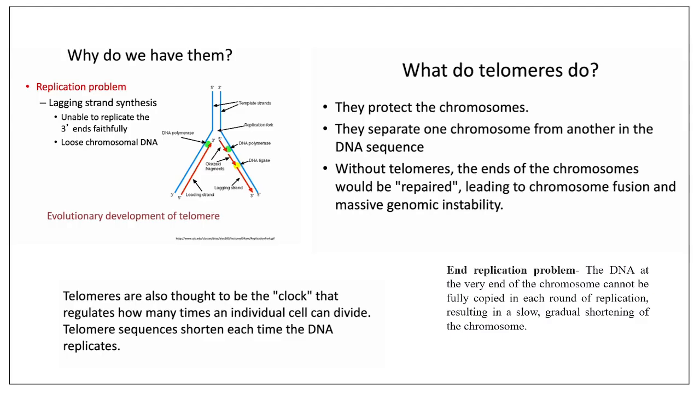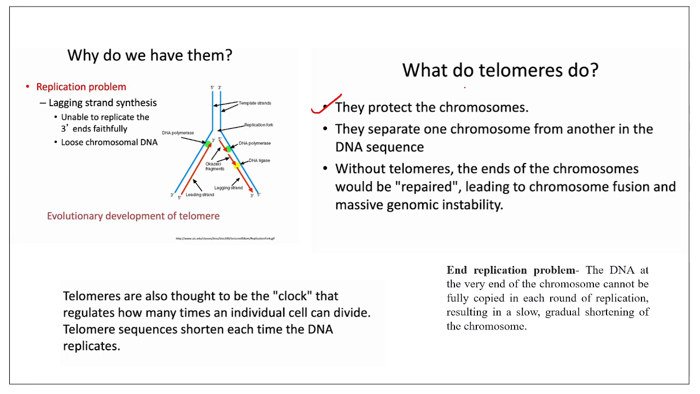Now the question comes: what do telomeres do? What is the function of telomeres? The first function is that they protect the chromosome, obviously because they are present at the end of the chromosomes. So they protect the chromosome from any kind of nuclease activity, and also they protect the chromosomes from getting degraded with each successive round of cell replication.